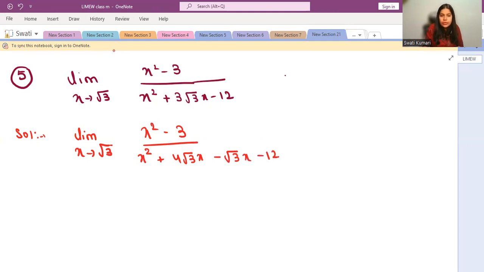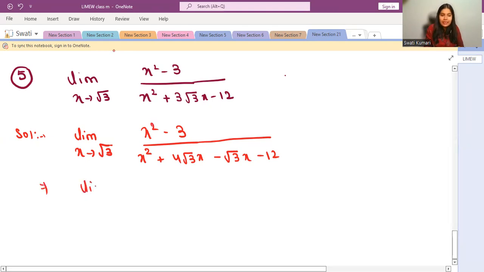Now you can notice, in factorization we have to cross-check whether we are getting minus 12 or not. Yes, I am getting minus 12 when multiplying: 4 root 3 into root 3 is 4 into 3, 12, and plus times minus is minus. So I'm getting minus 12. Am I getting 3 root 3x when subtracting 4 root 3 and root 3? Yes, I am getting 3 root 3x. So we are good to go.